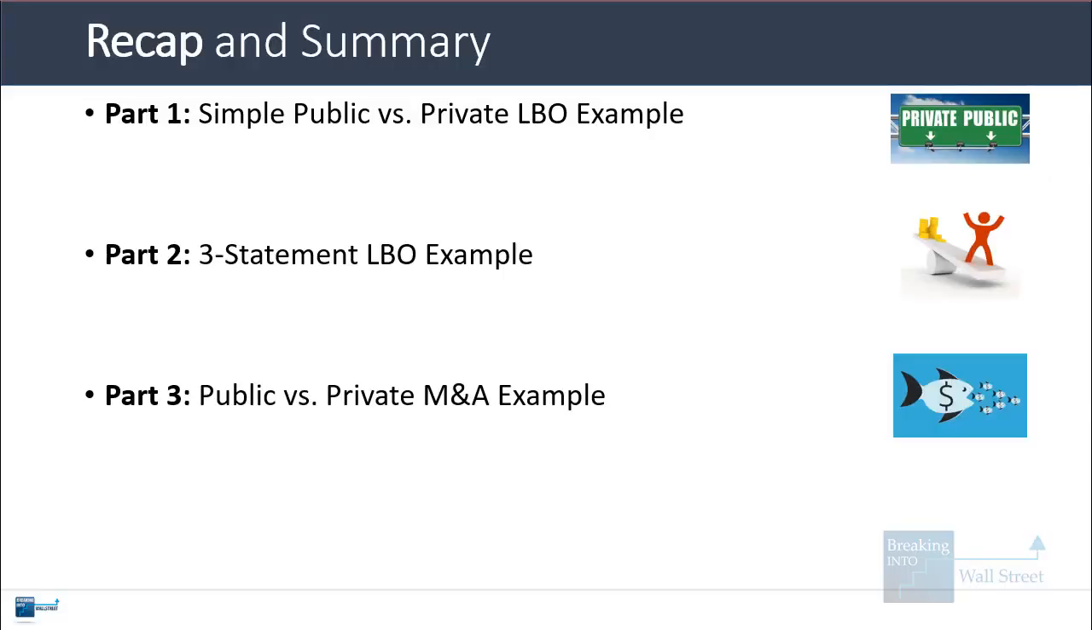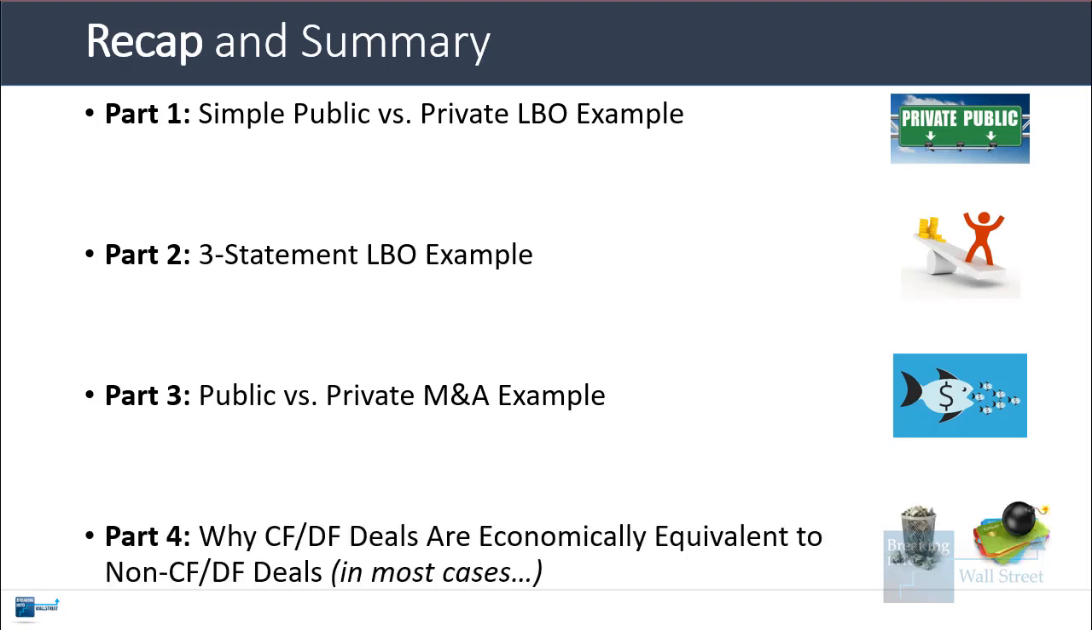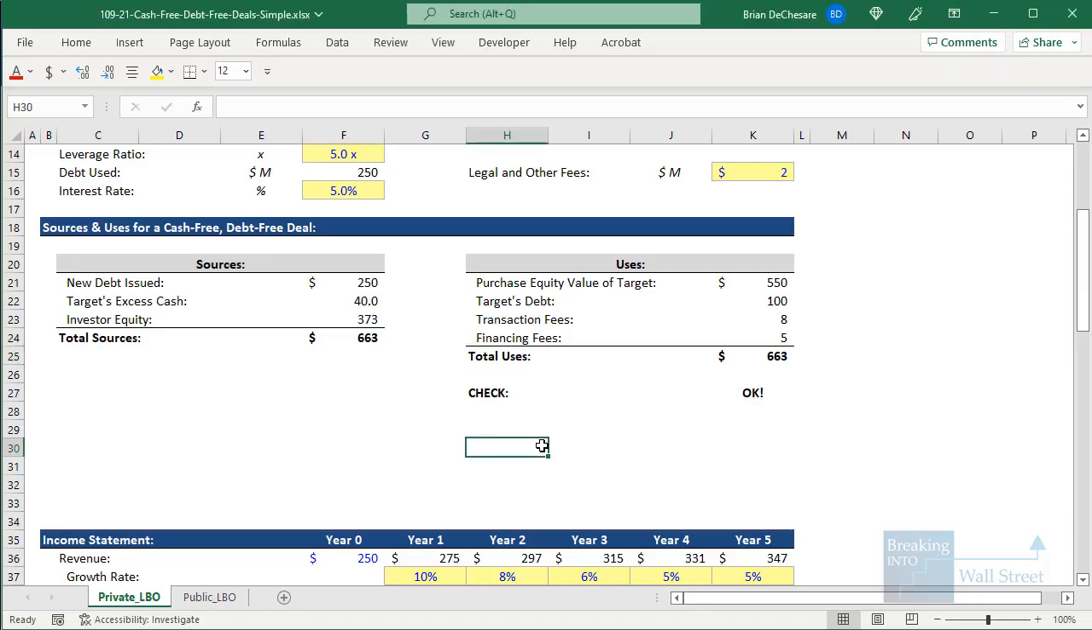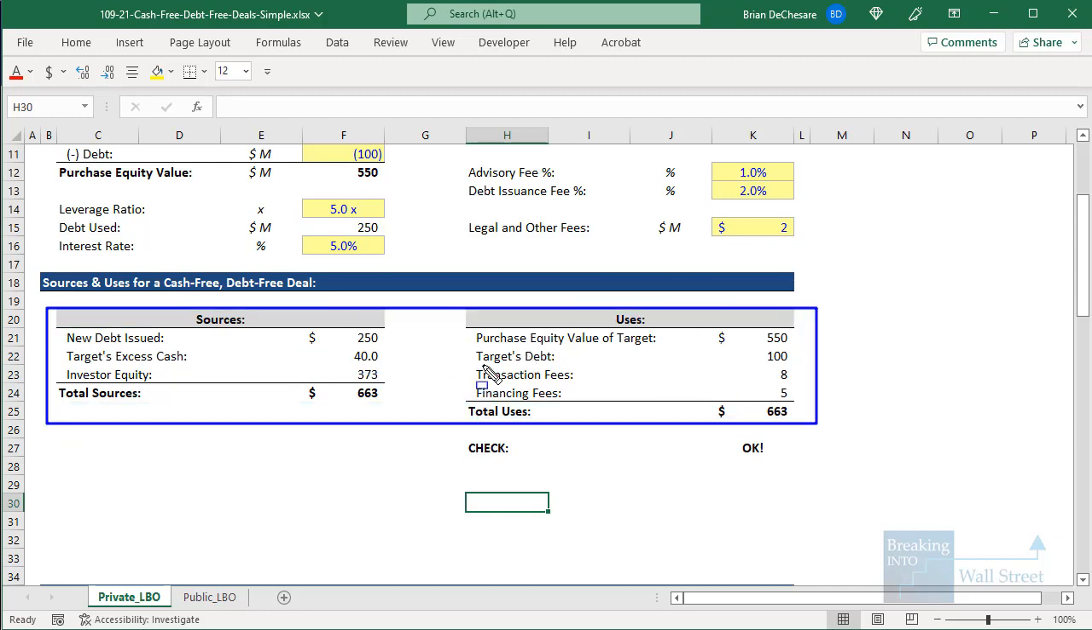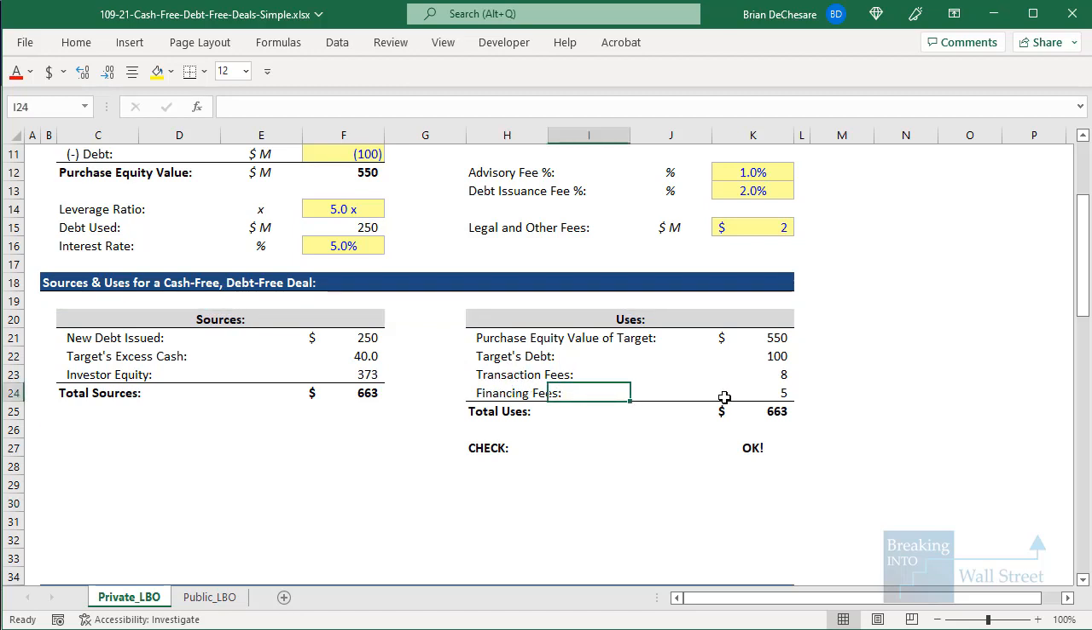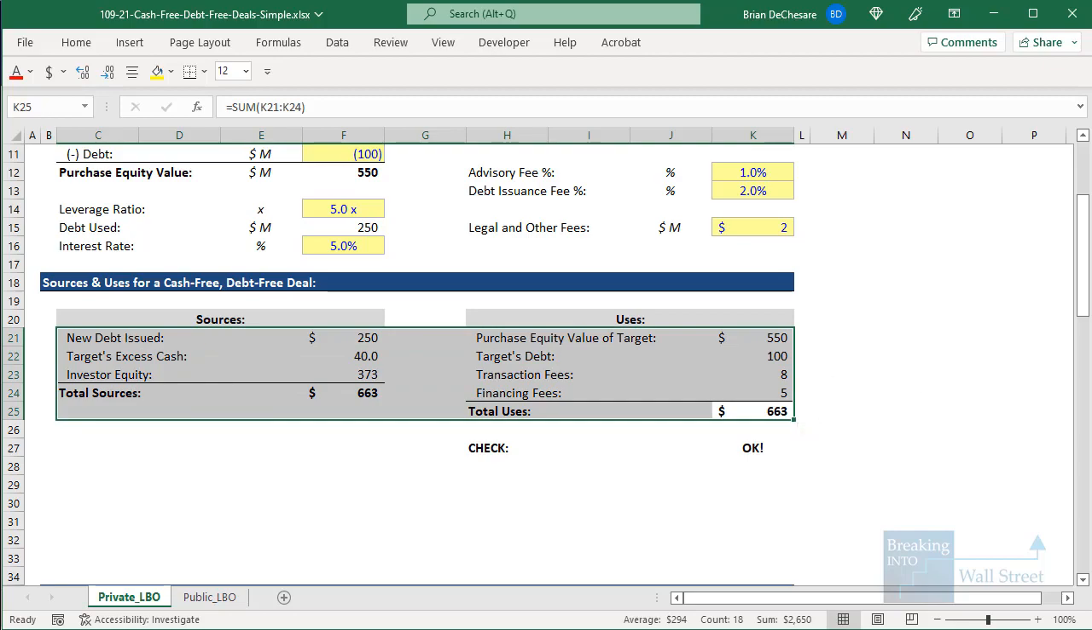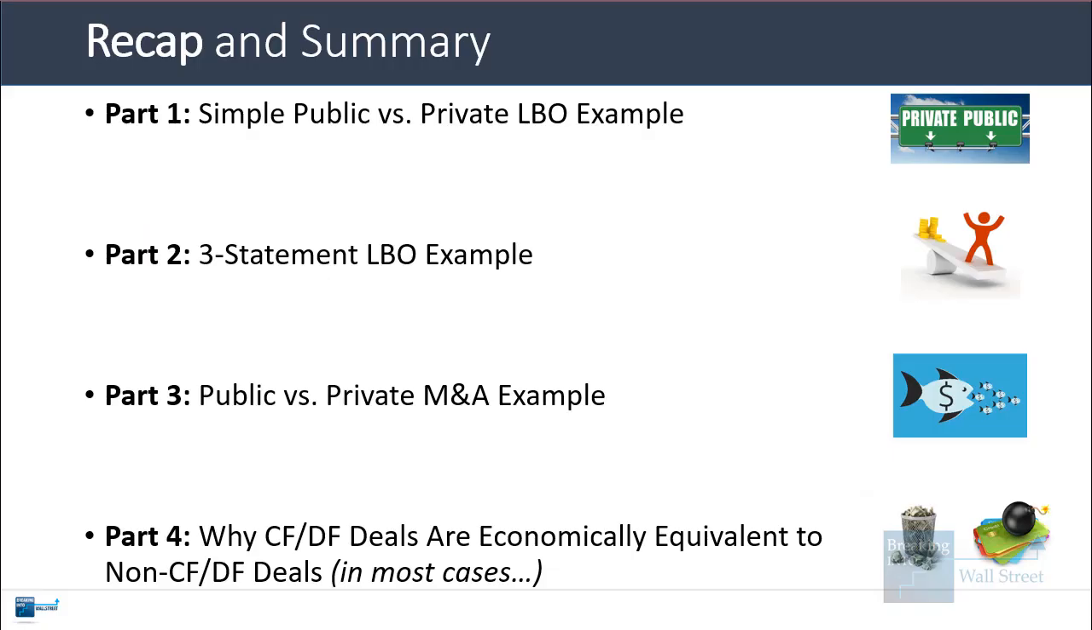Then we went through the public versus private M&A example, and you saw how it applies there. The main difference is that you have to be a bit careful about where the cash is coming from, the acquirer or the target. And then I showed you why cash-free, debt-free deals are economically equivalent to non-cash-free, debt-free ones in pretty much all cases. The bottom line is that you can always rewrite a sources and uses schedule so that it's based on either purchase equity value or purchase enterprise value. And as long as you change around the signs correctly and move terms to the other side in the right way, it will be equivalent and you can get to the same number for the total uses and the total sources. That's it for this lesson.